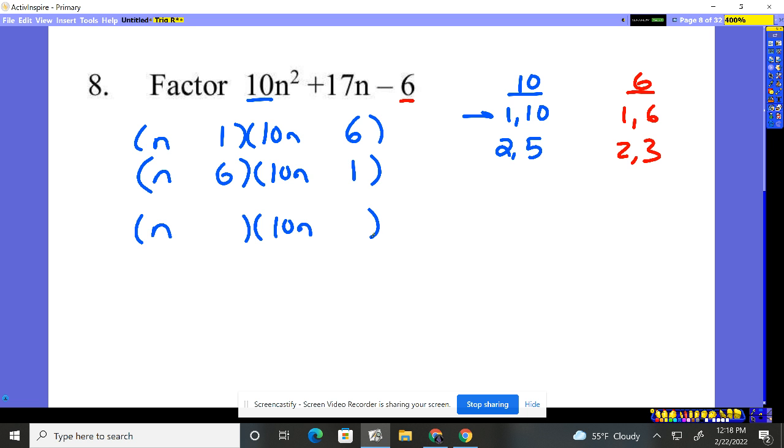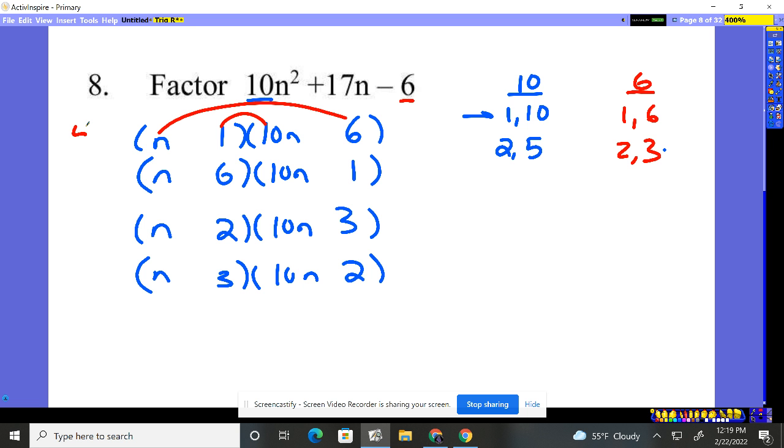I could have the n and the 10n. And instead of the 1 and the 6, we use the 2 and the 3. The 2 could be here and the 3 here, or they could flip. Three and 2. So I always have to look at them being flipped. Now, let's see what we get here. Do note that it's a negative 6. So one of them is a subtraction, one of them is an addition. Here we have 10n, 6n.